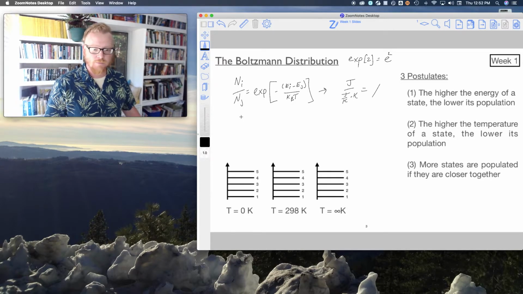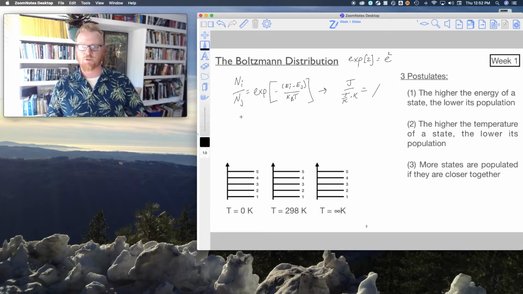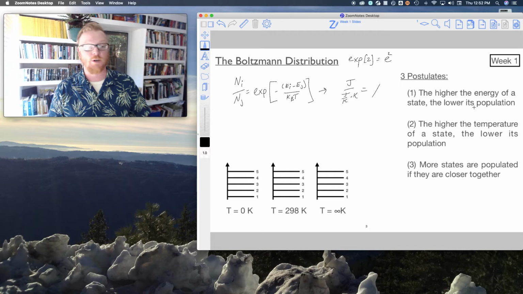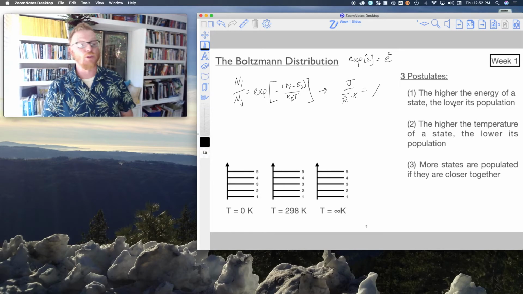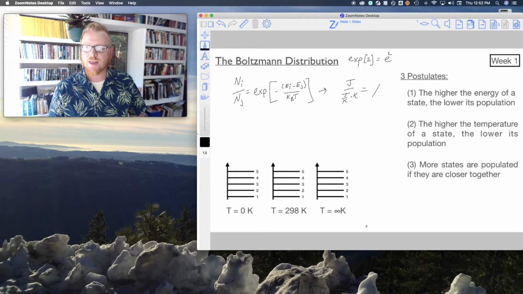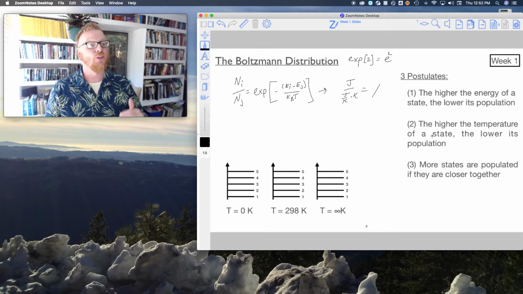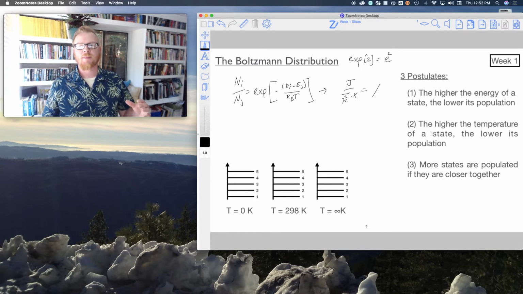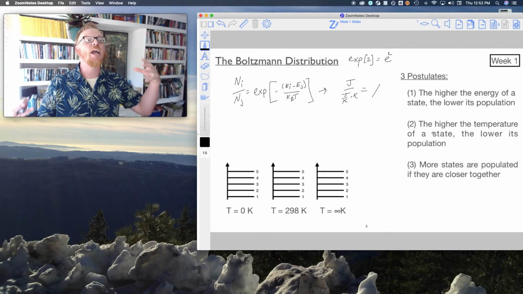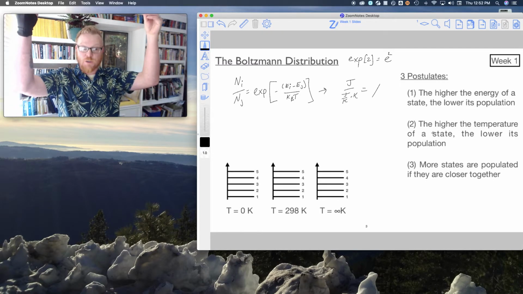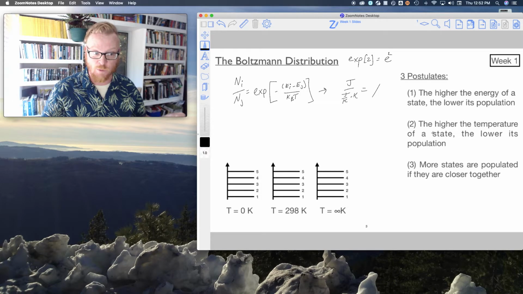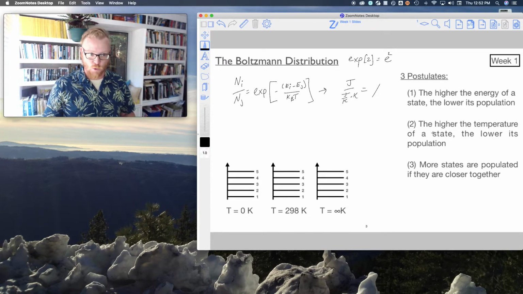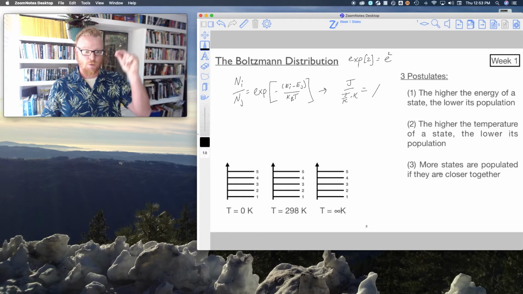Okay? So let's consider a few postulates of the Boltzmann distribution. The higher the energy of a state, the lower its population. Okay, the higher the energy of a state, so the higher up it is on the energy scale, the lower its population is going to be. The higher the temperature, the lower the population of the ground state. Okay? So similarly, if I take a system that has a high energy state populated, but I cool it down, molecules will come back down into the ground state. It will be less populated in the excited state as I cool something down. And more states are populated if those states are closer together, if there's a smaller energy gap.